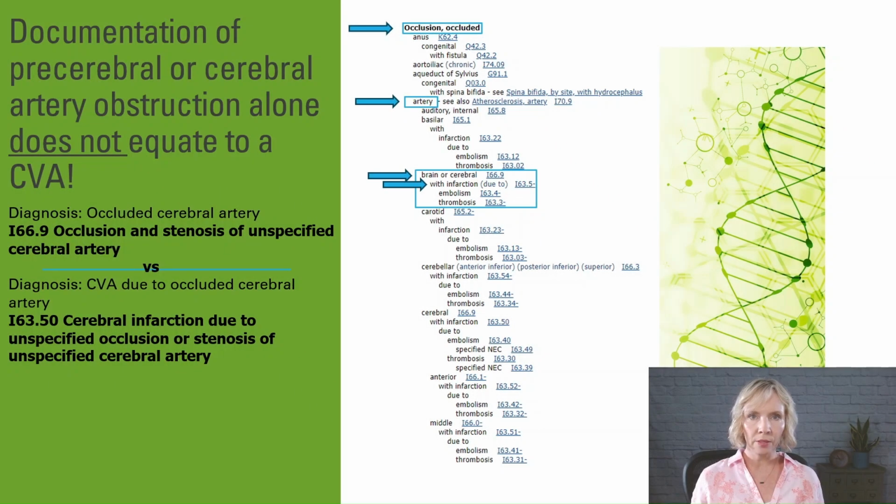For example, if the physician has simply documented that there's an occluded cerebral artery, code I66.9, occlusion and stenosis of unspecified cerebral artery is assigned, as opposed to if the physician has documented a cerebral vascular accident due to occluded cerebral artery, then code I63.50, cerebral infarction due to unspecified occlusion or stenosis of unspecified cerebral artery, will be assigned.